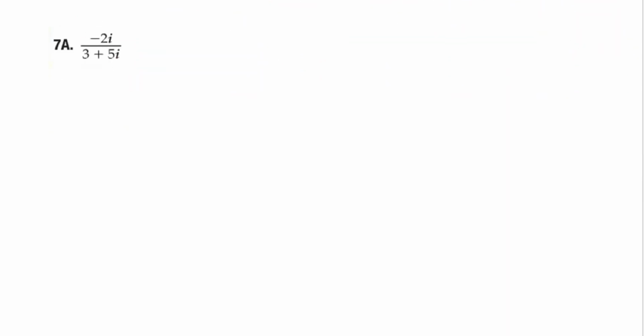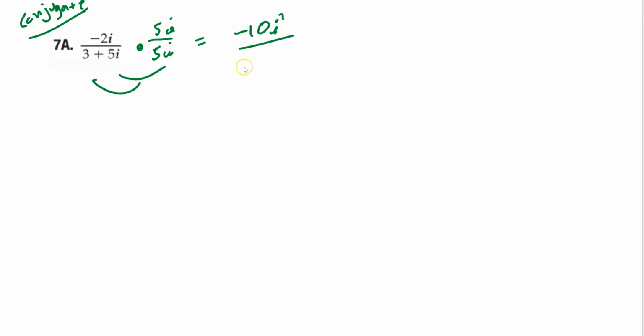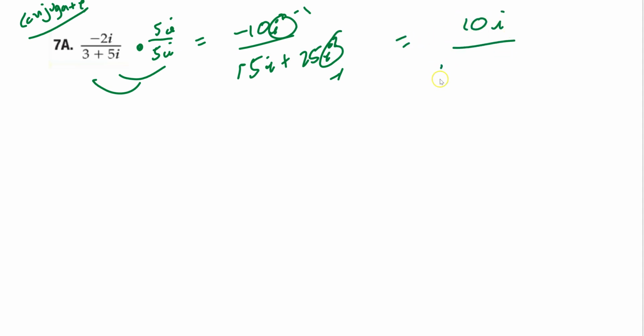But what if I give you something like this? This is the only thing I care about, because on this thing we need the conjugate. But let me explain why. Let's do what we did before. Let's multiply both by 5i. On top you're going to get negative 10i squared. On the bottom you're going to get 15i plus 25i squared, negative 1, negative 1, 10i over 15i minus 25. You see the problem here? That's still there. So that doesn't solve a thing.